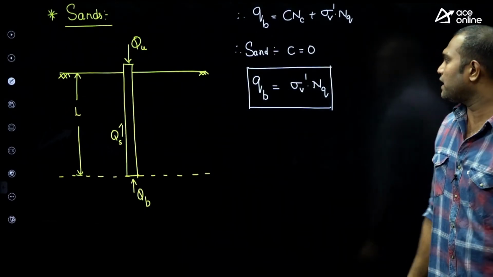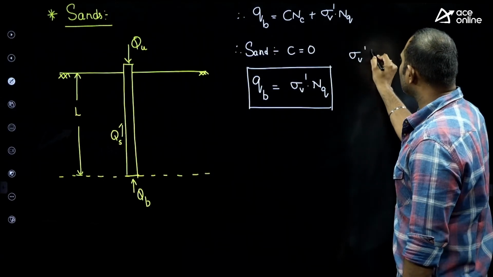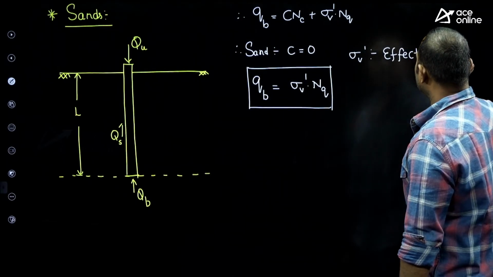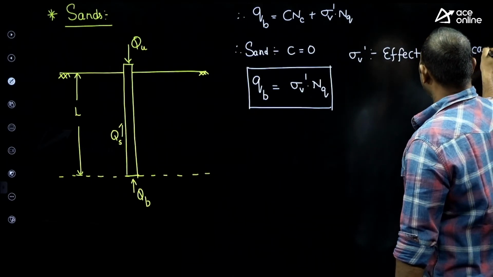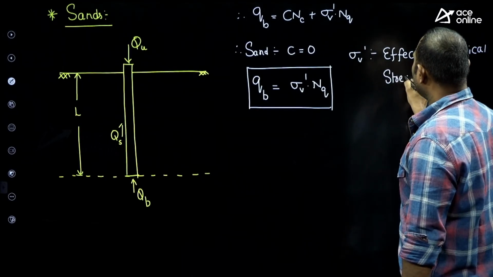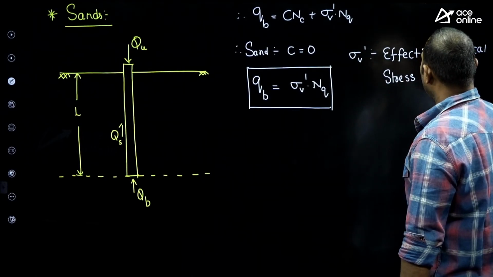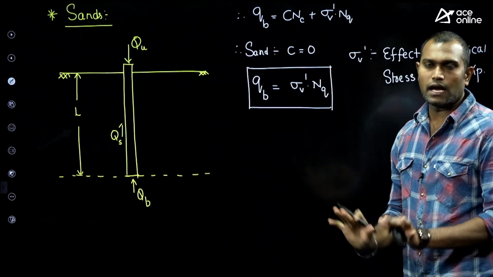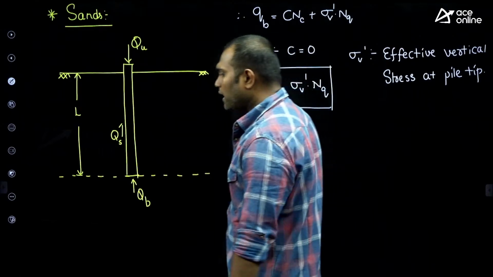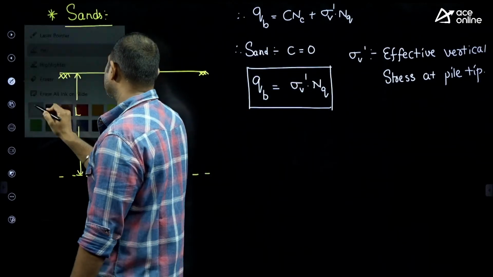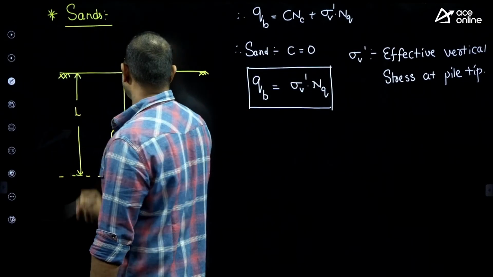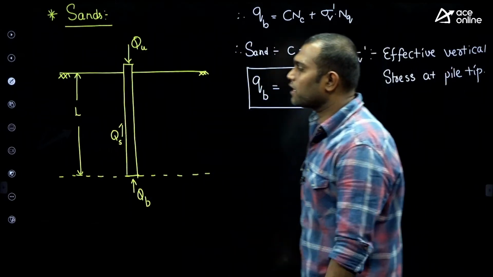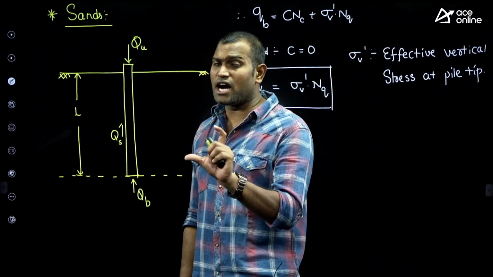And what is sigma V dash, sir? The sigma V dash is nothing but the effective vertical stress at the pile tip. But what happens in the case of sands is there is one effect known as the arching effect.